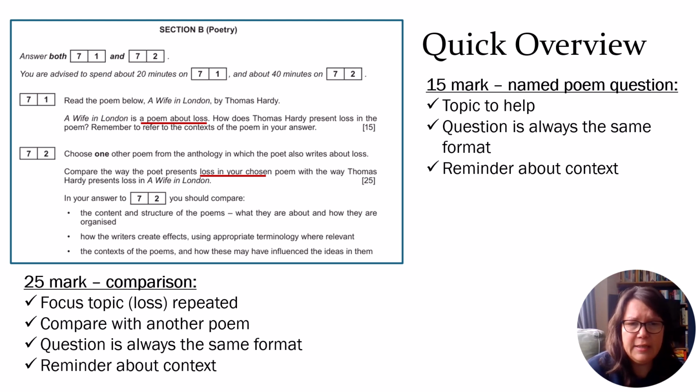The 25 mark question is the same focus topic as the previous question. You are comparing the named poem to another poem. Again, the question format is always the same, so it will just tell you to choose another poem from the anthology that is about, and then it says the question topic again, and then it says compare how the poems present the question topic. You get a reminder that again you need to include context for this question, remembering that over 2 questions context presents about a third of the marks, so you do need to have quite a good number of context facts that you're going to include.